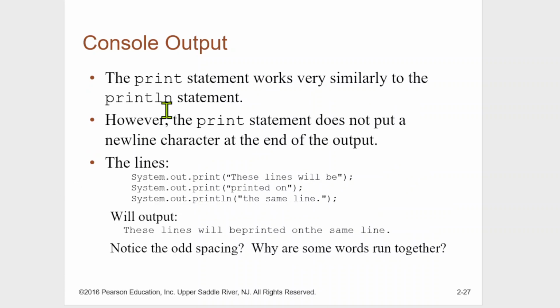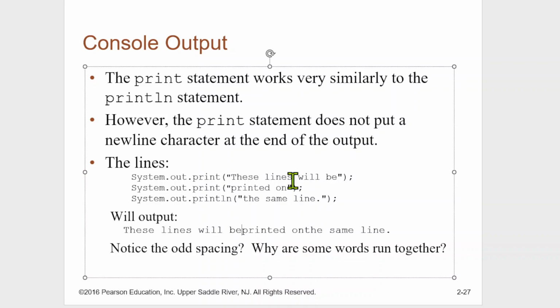The print statement works very similar to println. However, the print statement does not put a new line character. These lines will be printed on the same line. The output will look like this. In fact, you'll notice something interesting here. You don't have the spaces, because the words run right in together, because there's no space at the end of the quotes here. If you actually put a space there, it would change the output.